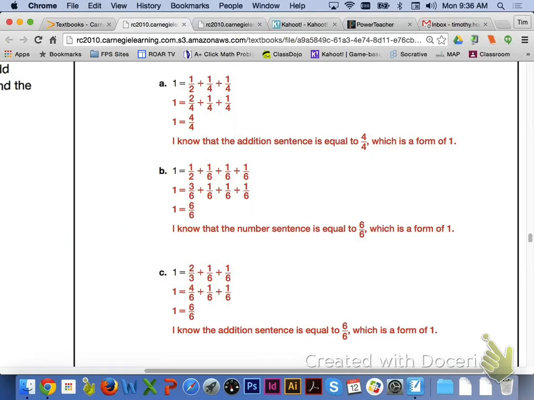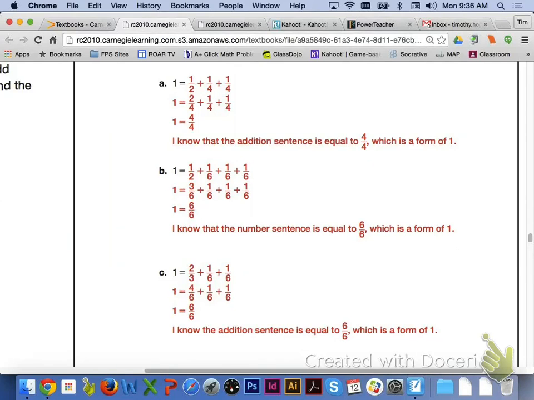For letter A, I had 1/2 plus 1/4 plus 1/4. I know that my common denominator is going to need to be 4, and the addition sentence is going to be equal to 4/4 when I add them all together, which is a form of 1. For letter B, I had 1/2 plus 1/6 plus 1/6 plus 1/6. My common denominator is going to be 6. I know that the number sentence is equal to 6/6, which is then a form of one whole.